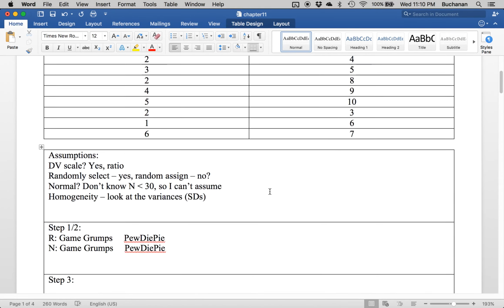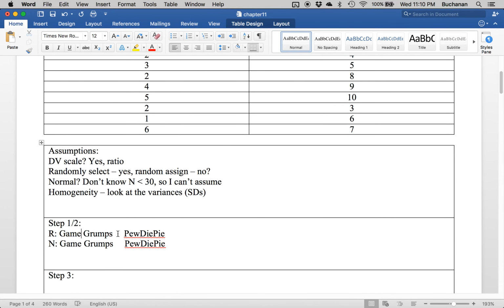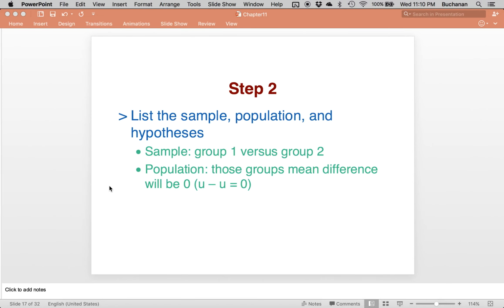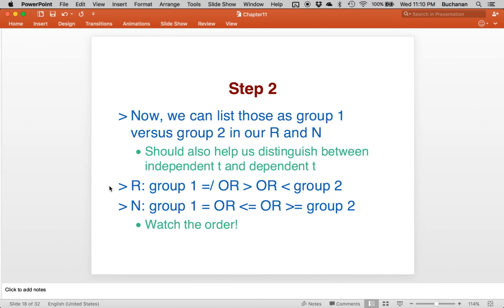In this particular example, we're trying to see if they're significantly different. So we're going to use a two-tailed test. So it's not equal and equal. Remember, the research is first. Now for step 3, finishing step 2, we can list that as group 1 and group 2 in R, research and null. That'll help us distinguish between independent and dependent t. Remember that you can do not equal to and equal to, greater than and less than or equal to, or less than and greater than or equal to. Those are your 3 choices. Do watch what order you put them in, because that's the order you should use them in R.